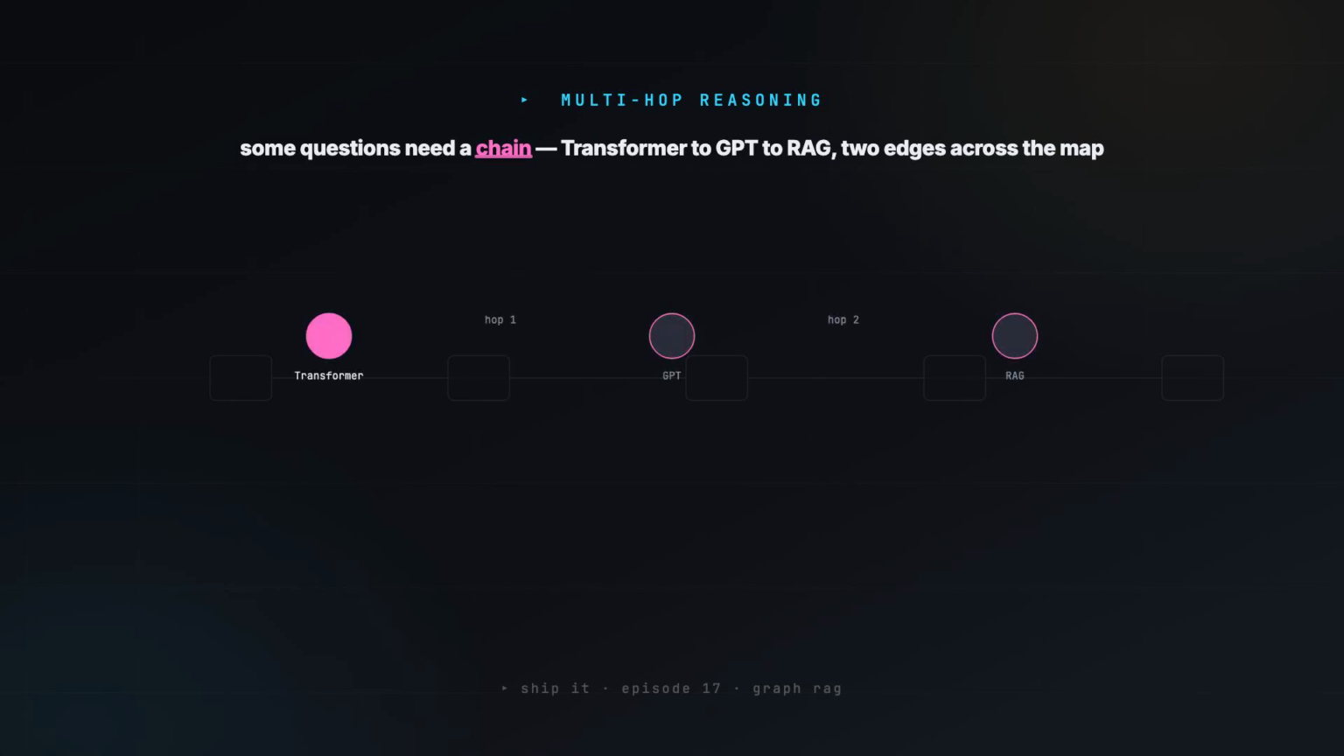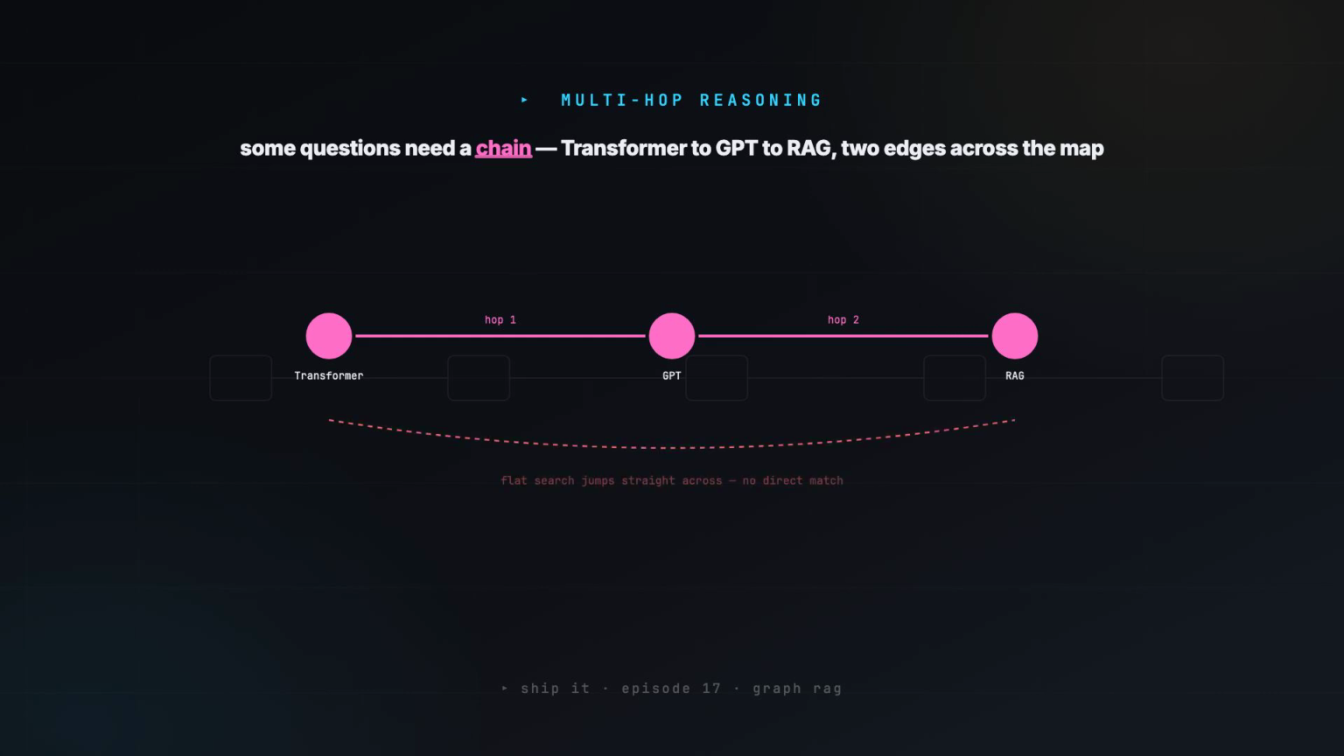Take a question like, how does the transformer connect to retrieval? That needs more than one hop, what people call multi-hop. You go transformer to GPT, then GPT to RAG. That's two edges across the graph. A plain similarity score over flat chunks can't follow that chain. The graph can because the chain is literally a path.